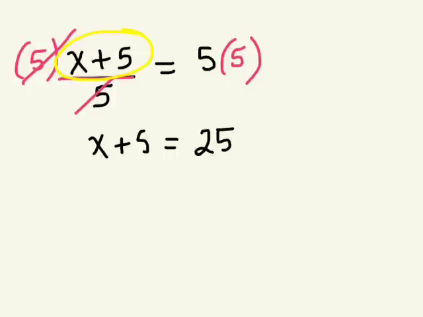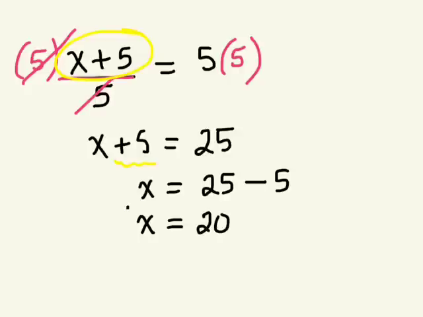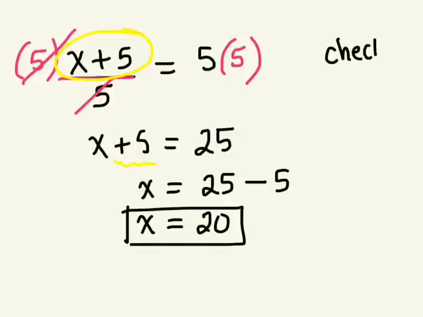25. I want to get rid of this plus 5. How do I get rid of plus 5? What's the opposite operation? Subtract 5, so I have to subtract 5 on the right side. x equals 20. Okay, and we can check our answer. Let's check. Just plug it in and see if it balances, okay? We'll check it on the other page, actually.